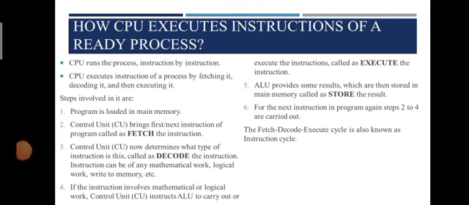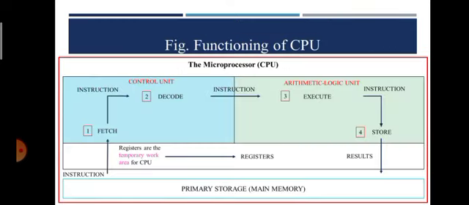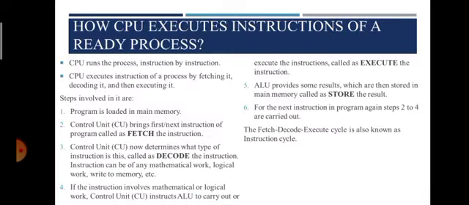The control unit now determines what type of instruction this is, called decode the instruction. An instruction can be of any mathematical work, logical work, write to memory, etc. Now here, once the instruction has been fetched, the control unit determines what kind of instruction this is. It means the instruction can be of either mathematical form or logical form or even write to file or any other thing. Then once it has been determined, the instruction comes to the next point, that is your fourth step.